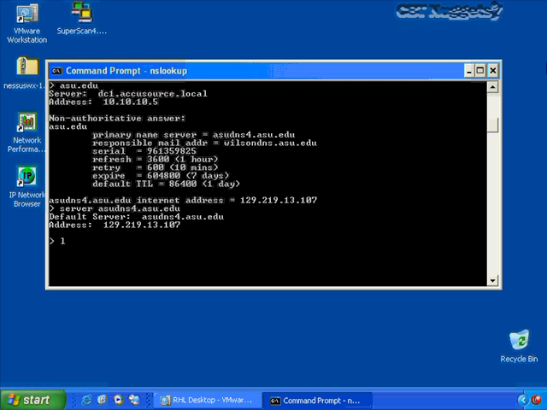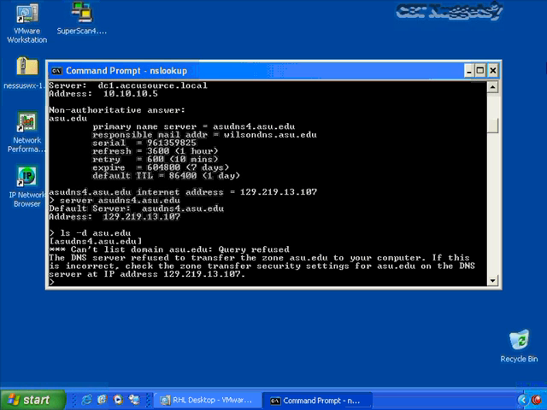And then I'll press enter. And then next thing I'll do is an ls -d. This is going to pull our records from the domain, and it's going to do a zone transfer if it allows zone transfers. Again, I'm pretty sure asu.edu will not, but let's give it a shot. Okay, sure. It was refused. Query was refused.